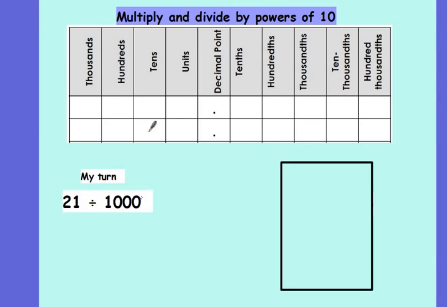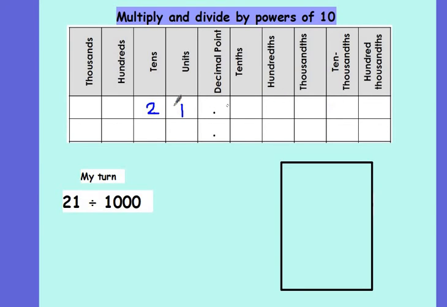Okay, so we've looked at multiplying by 1,000. What if I divide by 1,000? Here I am at 21 and I want to divide by 1,000. How many places do I need to move those digits over for me, Sophie? 3, great. So I need to move those digits 3 places.